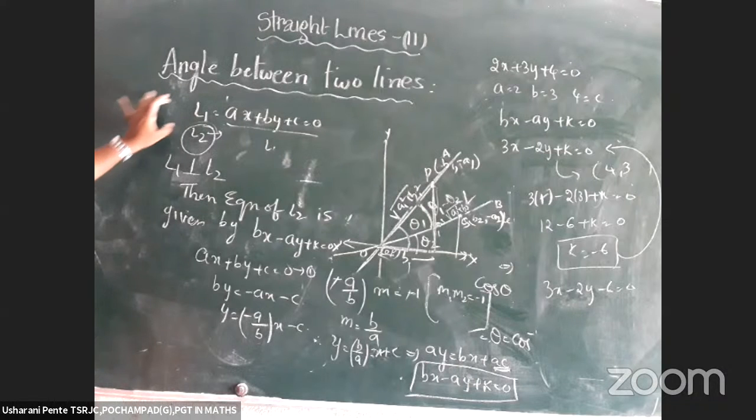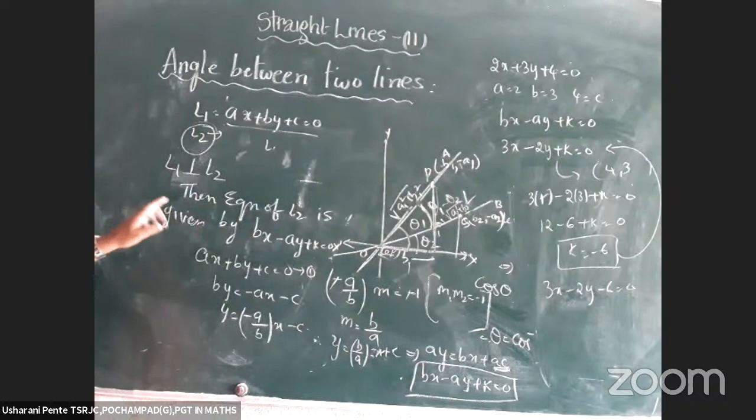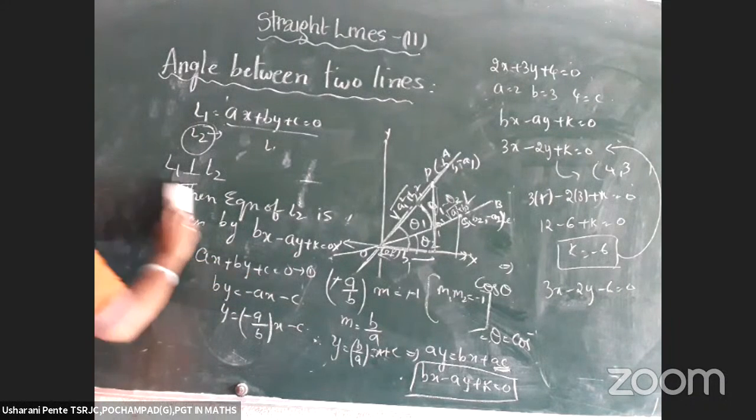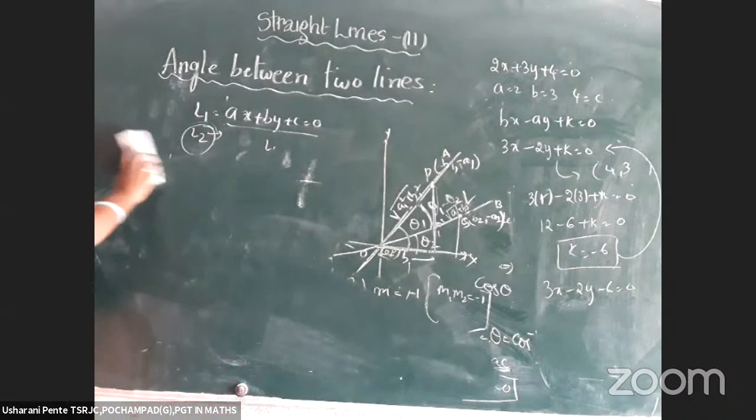So this is how we find the equation of the line perpendicular to a given line: bx minus ay plus k. Similarly, if lines are parallel, we know that the slopes are equal.